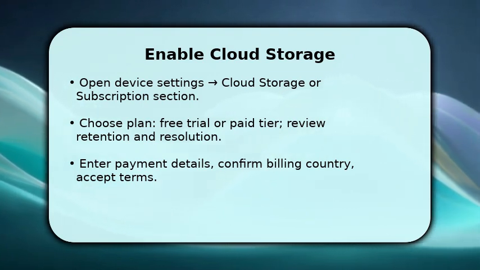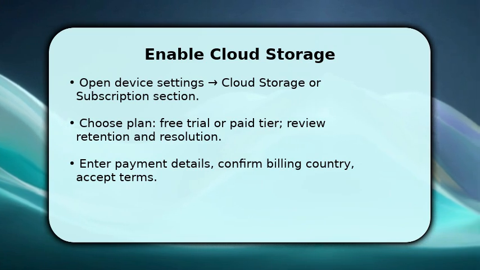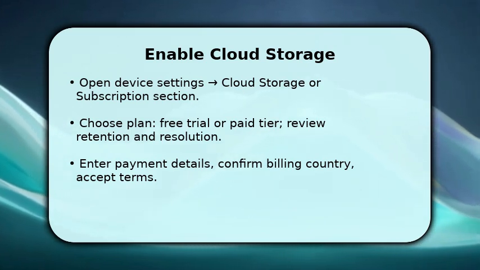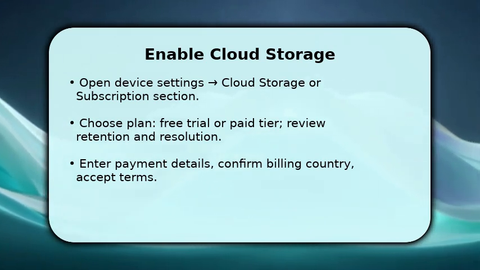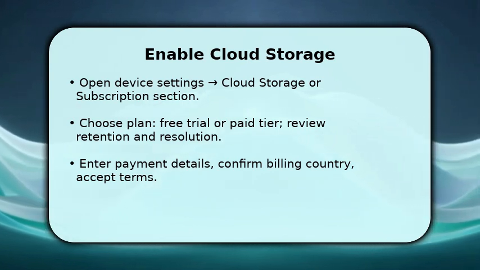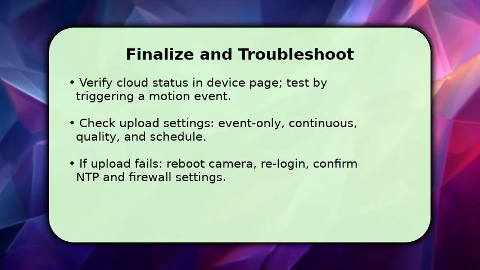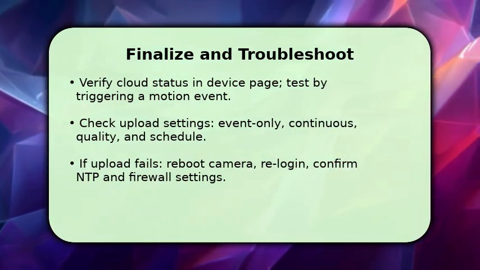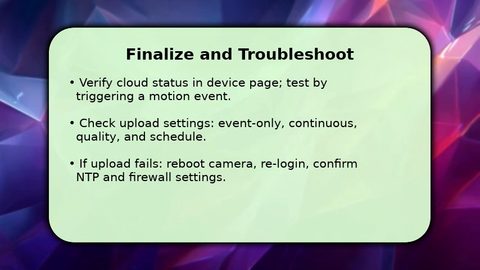After purchase, tap Activate or Subscribe and wait for confirmation. Make sure the camera shows cloud status as enabled before leaving the menu. You finish by verifying cloud status on the device page and creating a test motion to confirm clips upload correctly. This proves the link is active.